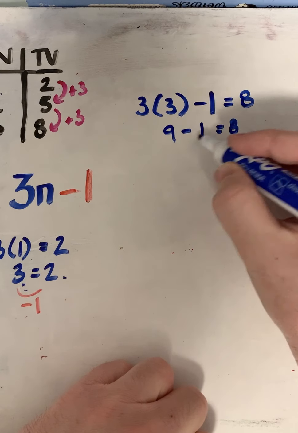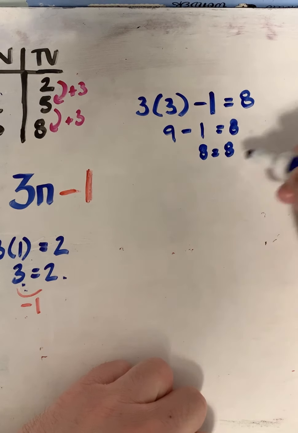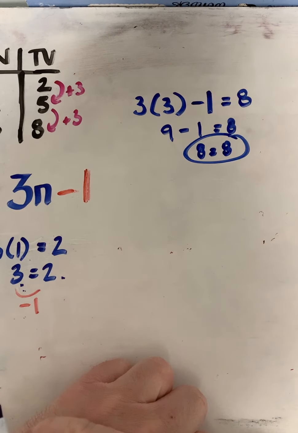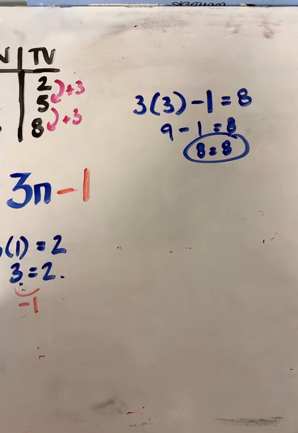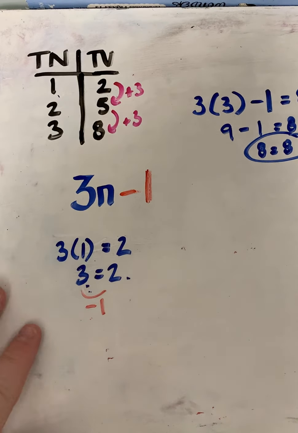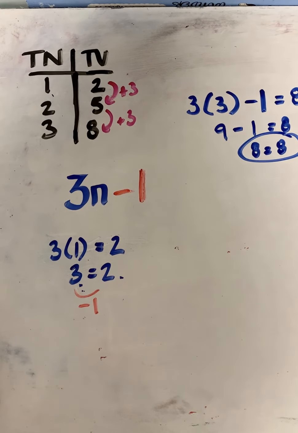Minus 1 equals 8. 9 minus 1 equals 8. 8 equals 8. We are in a good spot. Okay, I'm going to actually get you to try one on your own, please. I'm going to give you one that's a little bit challenging, but something that I think you can handle.